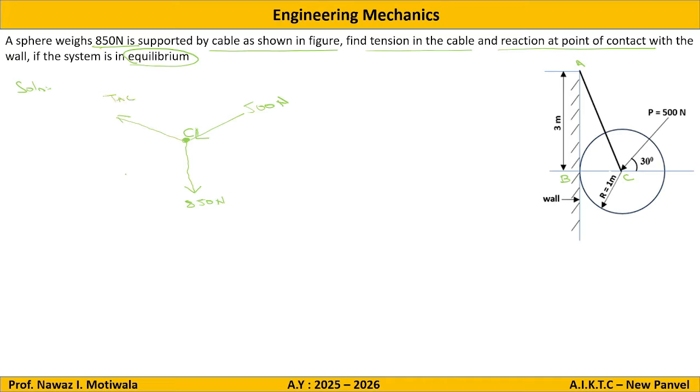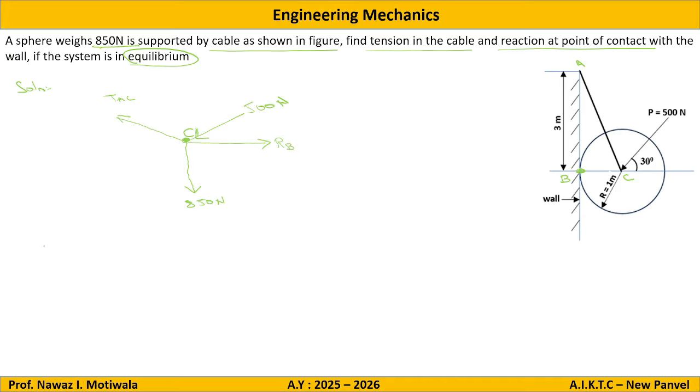Then reaction from contact surfaces. This particular cylinder is in contact with this particular point B. Now the surface contact is vertical. That means the reaction should be horizontal. So there will be one horizontal support reaction, that is R. Now what is the observation? Observation says that there are four forces passing through point C. And if there are four forces, then this theorem will not be applicable.